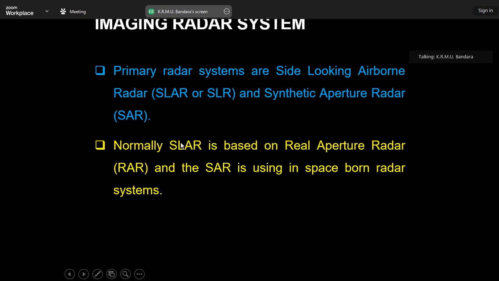Normally, SLAR, the side-looking airborne radar, is a real aperture radar, where a real antenna is used. This is called RAR, real aperture radar. SAR is used in spaceborne systems because of the high altitude. A short antenna sends a large field of view, while a large antenna sends a very sharp radar beam.